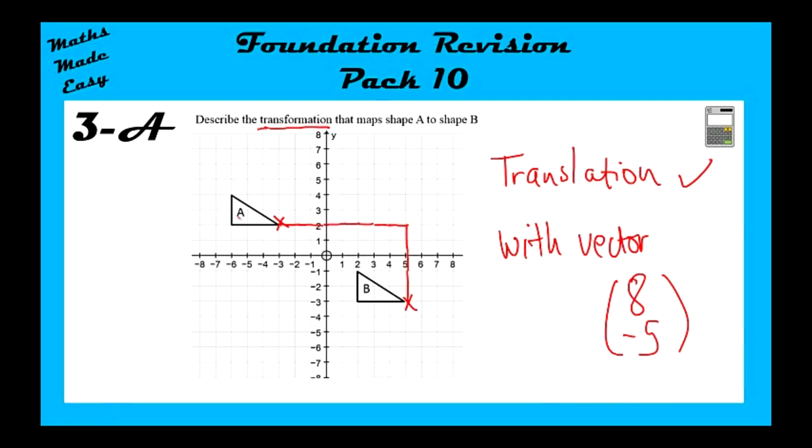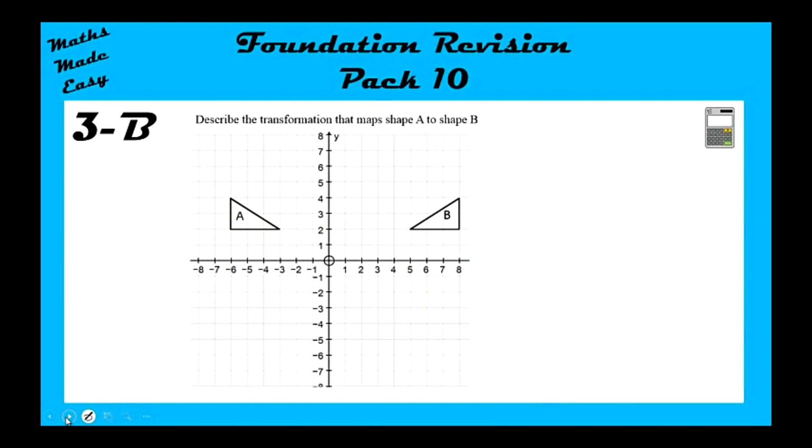You could also do this with tracing paper. I'd recommend you at least check with tracing paper. So trace the shape, move it across and down, and you should get the same vector.